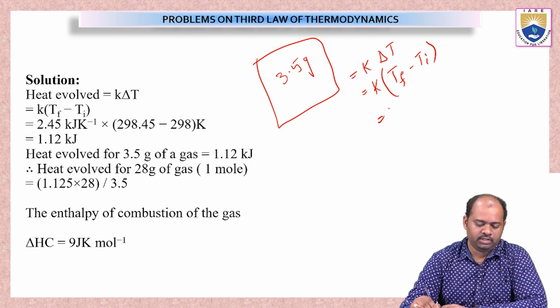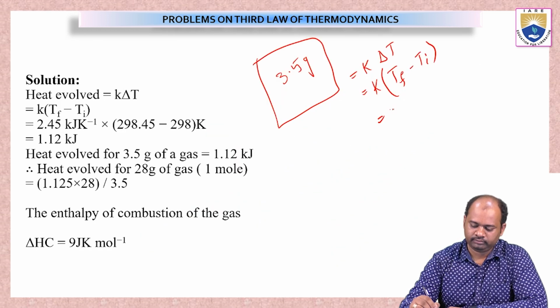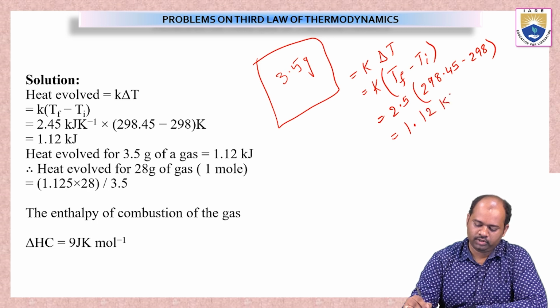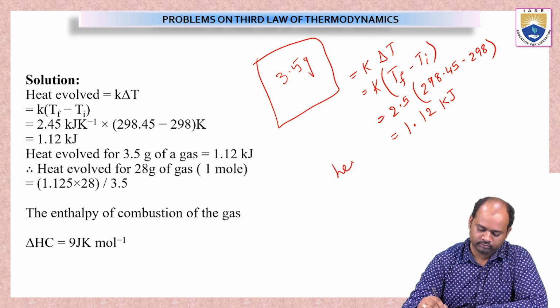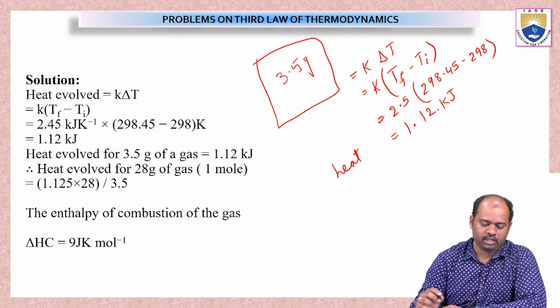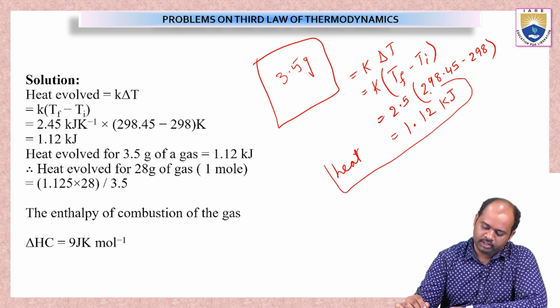Now, this K value is already given, 2.5 multiplied by the final temperature 298.45 minus 298 Kelvin. So this will be around 1.12. This is in kilojoules because this is heat evolved. So it is calculated to be 1.12 kilojoules. So this is the heat evolved for the given condition.